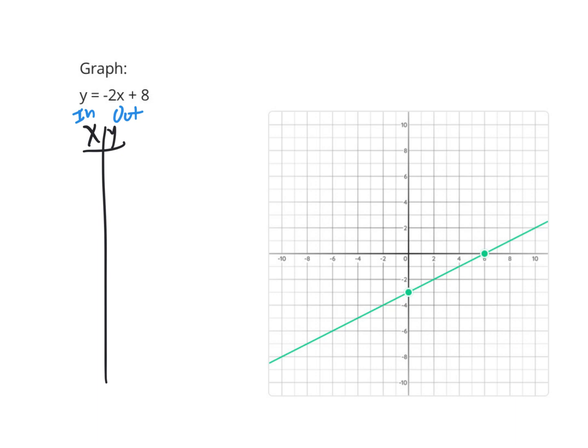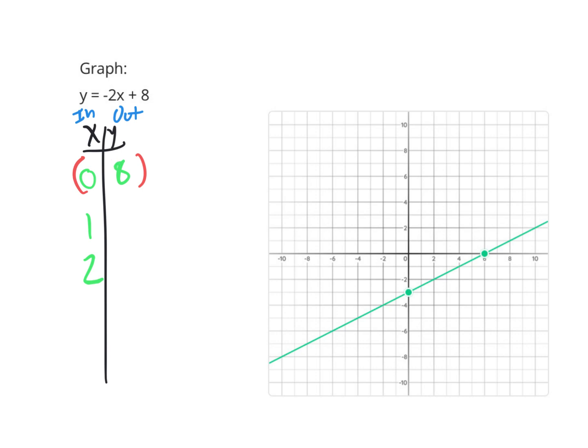So let's pick some easy numbers. Most of the time, 0, 1, and 2 work. You don't even need 3 coordinates. You only need 2. So if you plug in 0 right there, -2 times 0 is 0, and then 0 plus 8 is 8. Okay? So 0, 8 is a point.